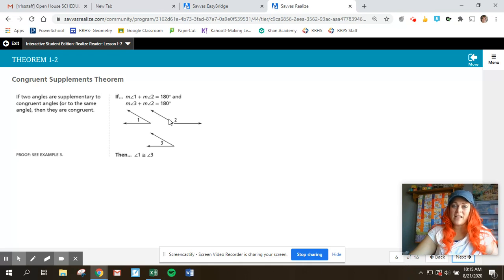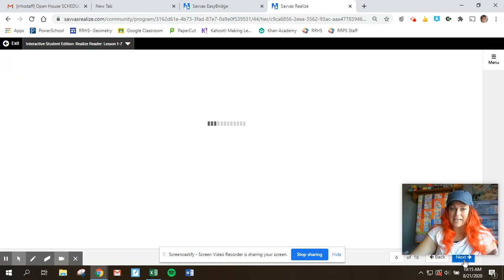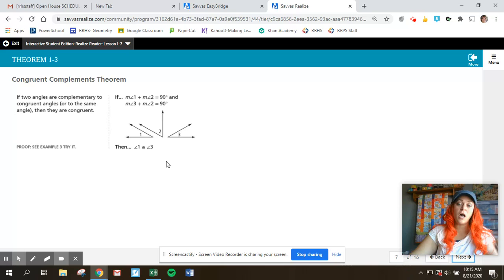But if they together equal 180 and these together equal 180, wouldn't angle 1 and 3 be the same? That's what this theorem is telling us. That if two angles create supplementary angles with the same angle or a congruent angle, then they will be congruent themselves. Okay, there's another rule just like that, but it's complementary.